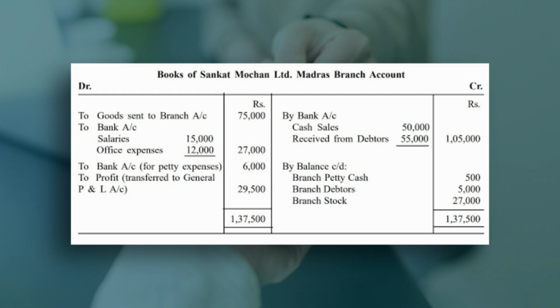Now come to the credit side. By bank account, this is the cash sales. This amount of rupees 50,000 is on account of cash sales made by the branch. Then 50,000 received from debtors. This amount of rupees 50,000 has not been provided in the question, but very easily we can locate this figure with the help of preparing the debtors account. So, let us first prepare the debtor account.